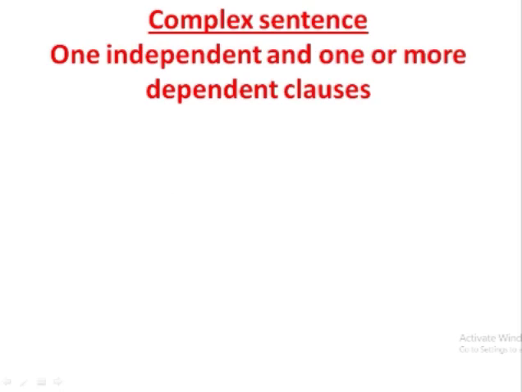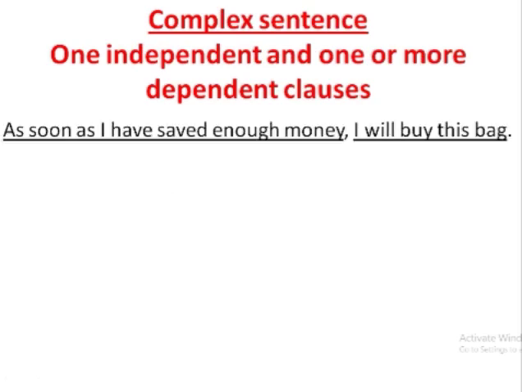Now we come to complex sentence. What is a complex sentence? In a complex sentence, there's at least one independent sentence and one or more dependent clauses. Let's see. As soon as I have saved enough money, I'll buy this bag. Now here we can see 2 parts. I'll buy this bag is independent because it's a complete sentence. I'll buy this bag. But if you look at the first part, as soon as I have saved enough money.